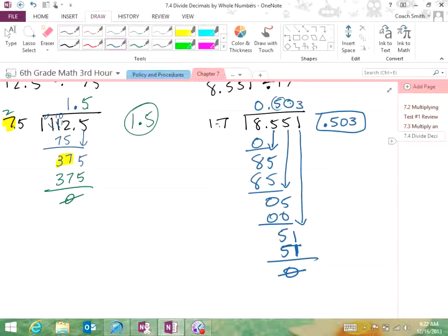17 goes in 85 5 times. No, 17. You have to bring up the decimal, and you have to have your 0 there. Obviously, that 0 in front of the decimal does not have to actually be in your answer. It can be. In other words, these are the same. Okay, those are the same answers.